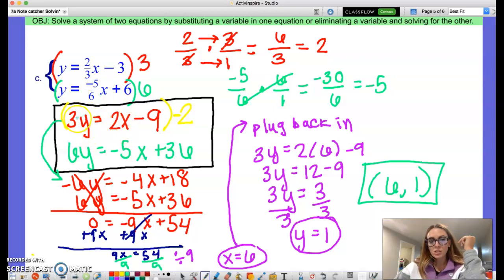You could have plugged it into this equation, or the ones that we manipulated. To not work with fractions, I went ahead and plugged it into this guy. And you can see my work here. We got y equals 1. So where these two lines intersect is the point 6, 1.